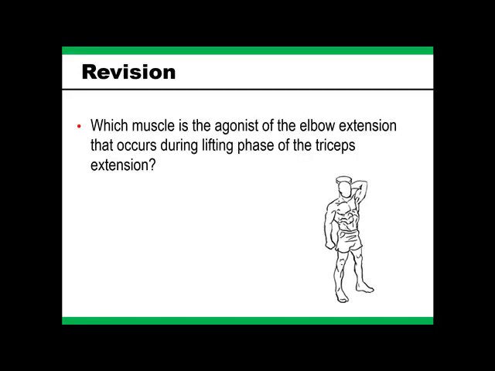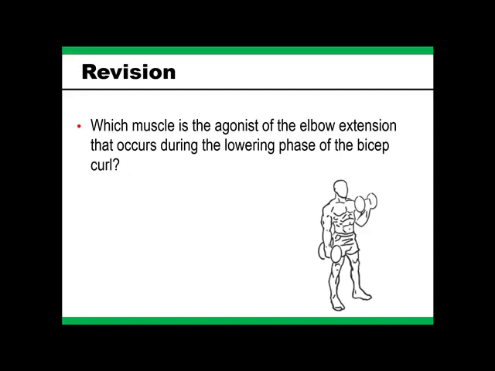Which muscle is the agonist of elbow extension that occurs during the lowering phase of the bicep curl? Who thinks bicep brachii? Who thinks tricep brachii? Bicep brachii is correct. Most of you had it, I'll say 80%. Right? You see lowering, you think eccentric. It's whatever put it up, puts it down.